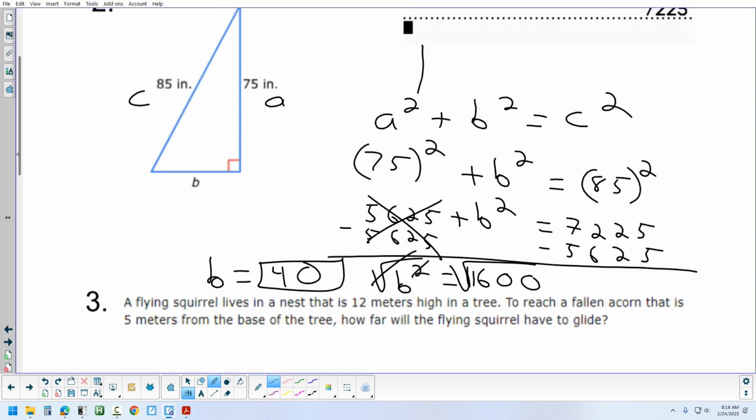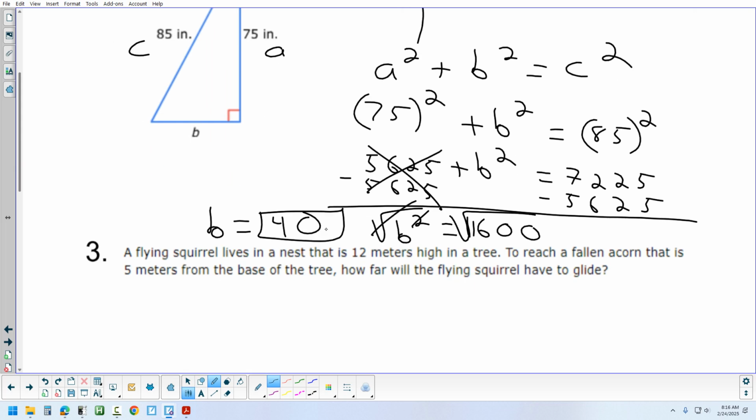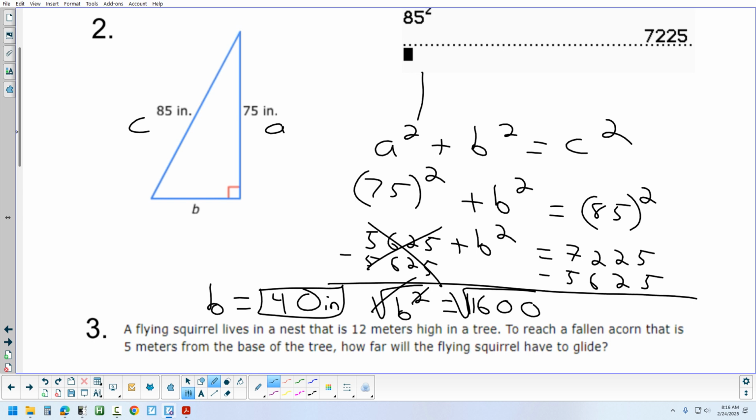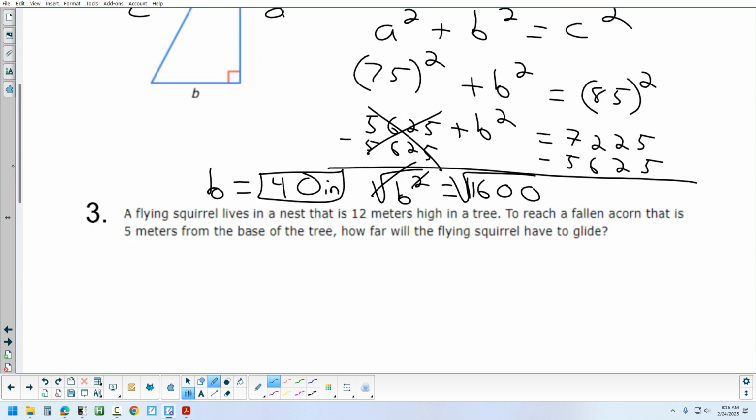And was there a label? Yeah, I should put inches on that. So 40 inches. Any questions on that?